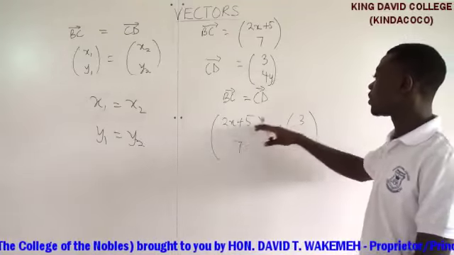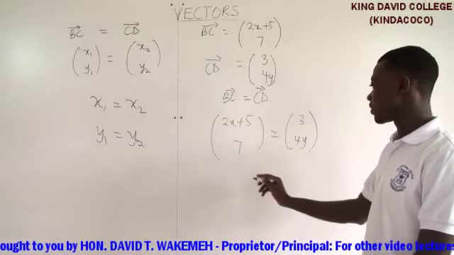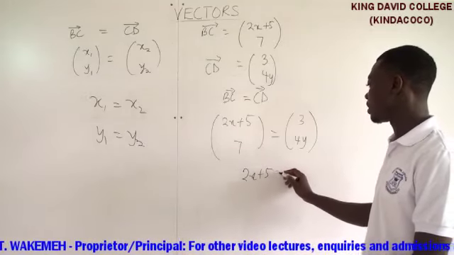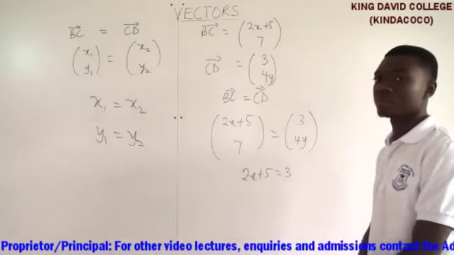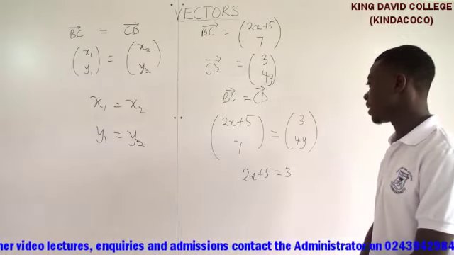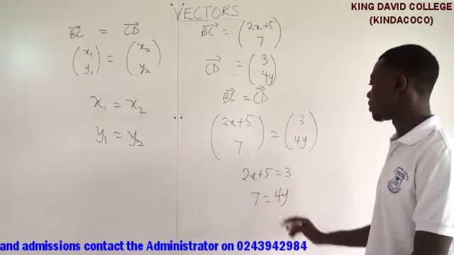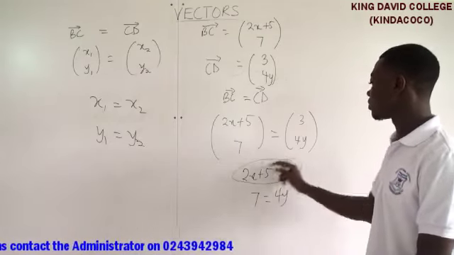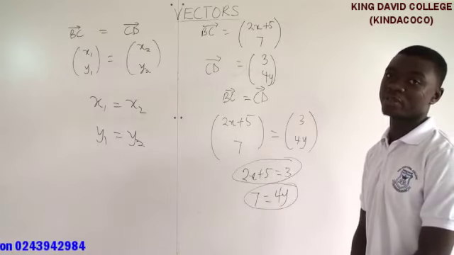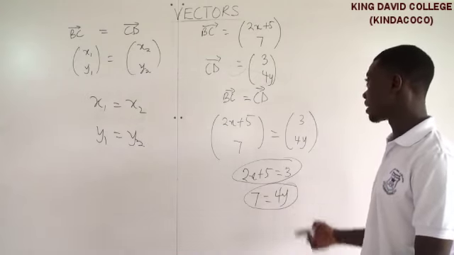So what we need to do here is equate the x's. So 2x plus 5 should be equal to 3. Do you see that? 2x plus 5 should be equal to 3. And then 7 should be equal to 4y. So when we pick this equation, we can find x, and when we pick this equation, we can find y. Okay? When we pick this, we can find x. Pick this, we can find y.